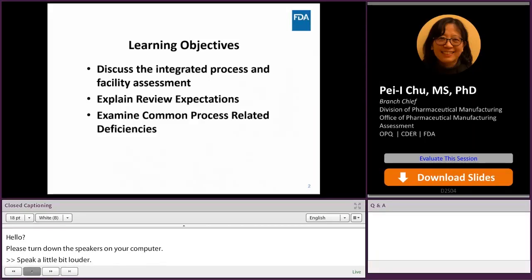Okay. So in this presentation, I will discuss the integrated process and facility assessment in our office, explain the review expectations, and also examine common process-related deficiencies.